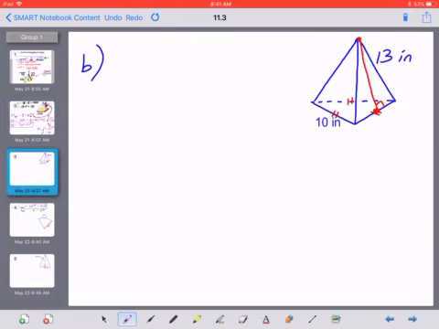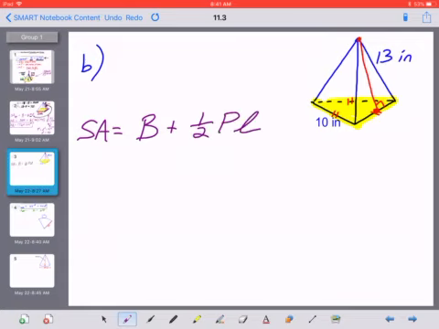Let's see if we can't knock out one more right here and take a look at this one. All right, plot thickens a little bit. We have ourselves a pyramid, but our base is not a square the way it was in the past. Now we're dealing with a triangle, so this one gets a little bit more interesting. All right, let's start with our formula once again. Surface area of a pyramid is still going to be capital B plus a 1/2 times the perimeter of your base multiplied by your slant height.